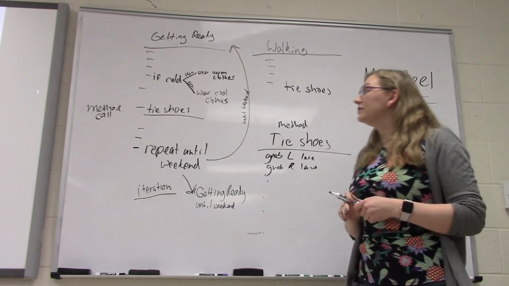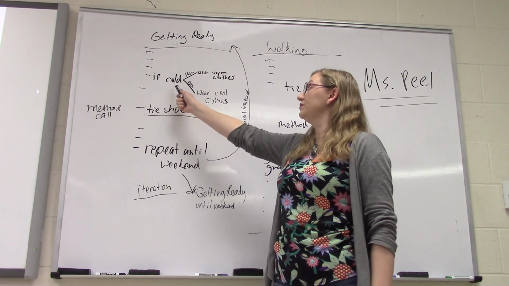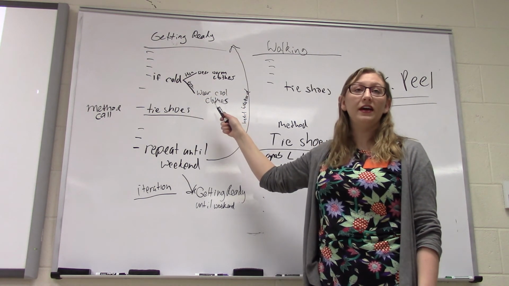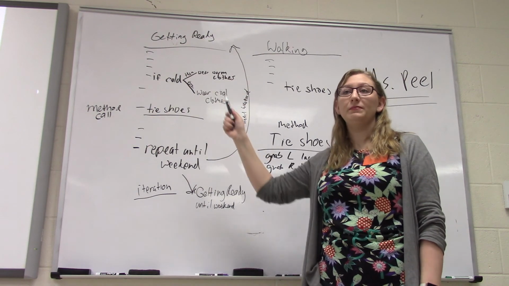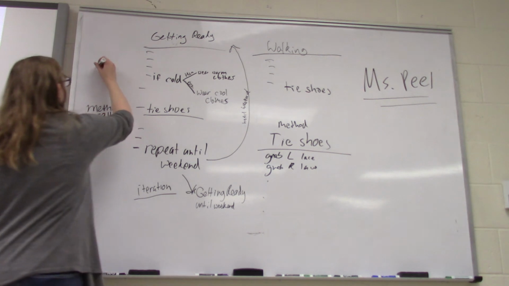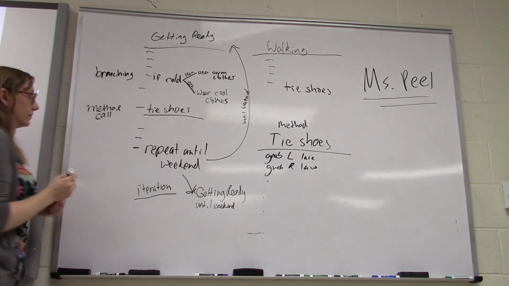Alright, so we have a condition that we're checking. If it's cold, if that's true, then we do this. False, we do this. So we're checking a condition and choosing 2 steps based on the outcome of that condition. So there we have our branching. Okay.